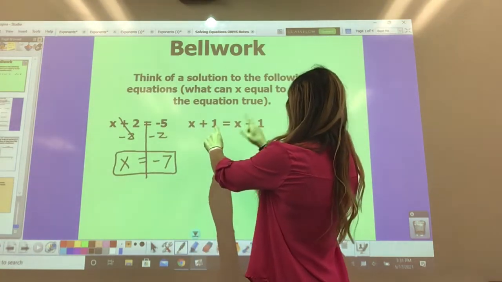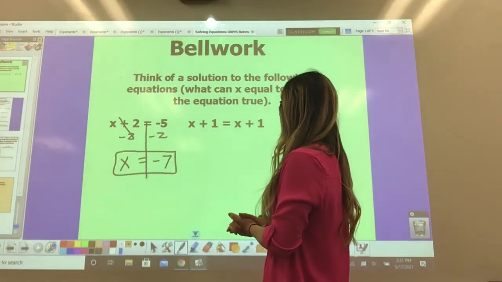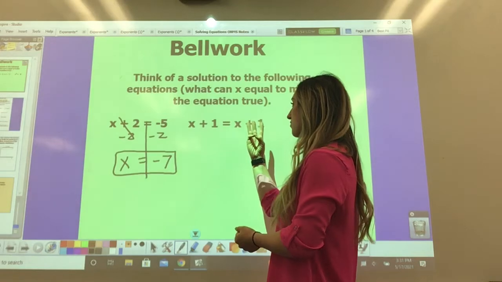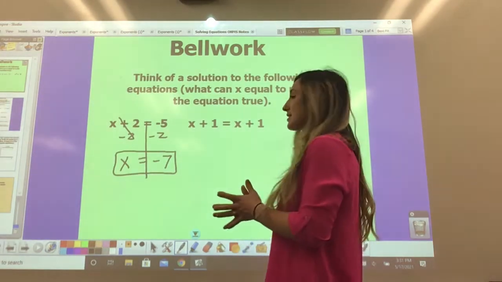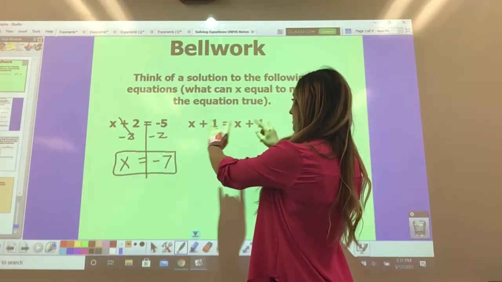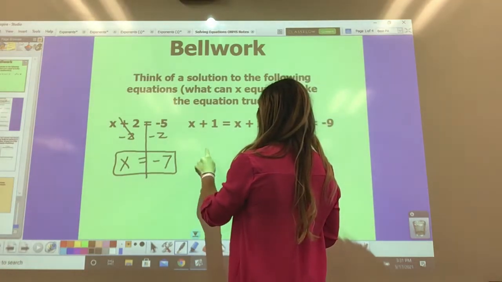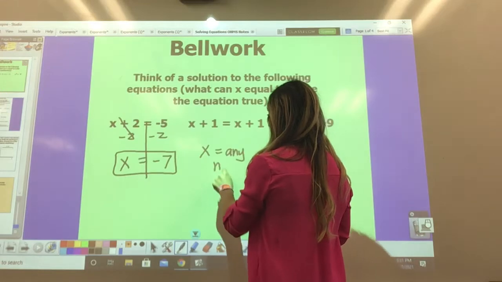0 plus 1 equals 0 plus 1. So x could be 0. If x was 3, 3 plus 1 is 4, 3 plus 1 is 4. So you should have hopefully thought x can be anything. It doesn't matter because the sides are equal. So x can be any number.